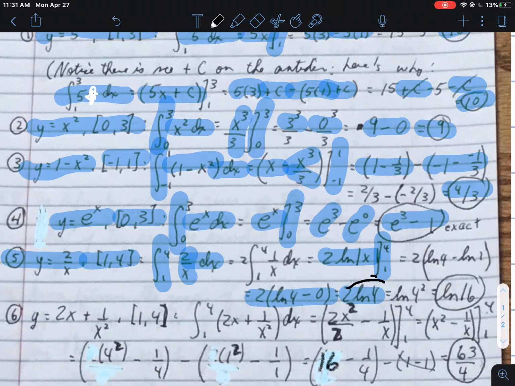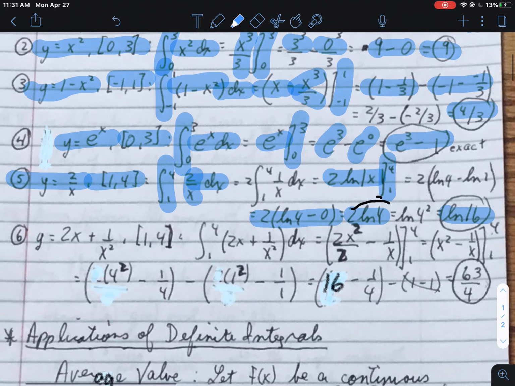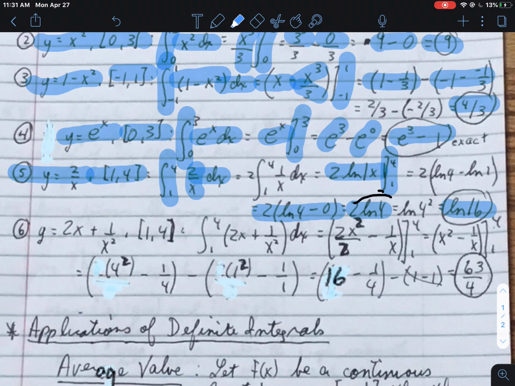2 ln 4, natural log of 16, either one of those is acceptable as values for that integral. But again, notice I'm giving it as an exact value. I didn't approximate that. You only approximate if you're asked to, which typically only happens when you're dealing with applications.